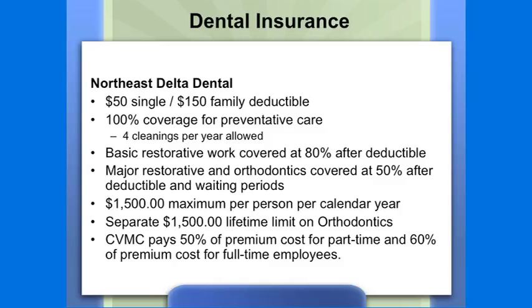CVMC pays 50% of the premium for part-time employees, and they pay 65% of the premium cost for full-time employees. I know the slide says 60%, but we just upped that this year, and it is a 65% CVMC contribution. Keep in mind that the dental insurance does run calendar year, even though we operate on a fiscal year basis. When they talk about deductibles and plan year maximums, they're always talking about the calendar year. Okay? So if you meet your deductible in September, you're not going to have to meet it again starting in October. You won't have to meet it again until January.